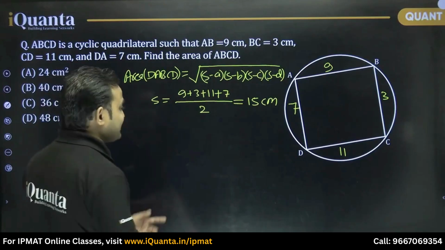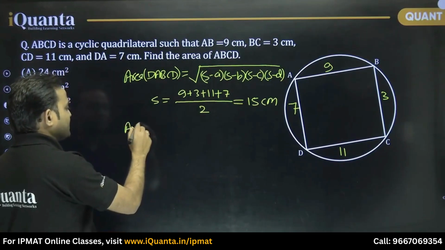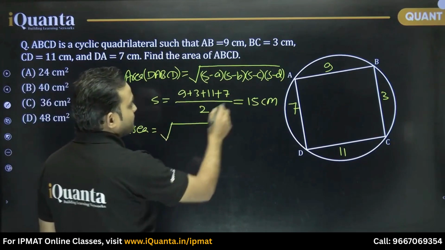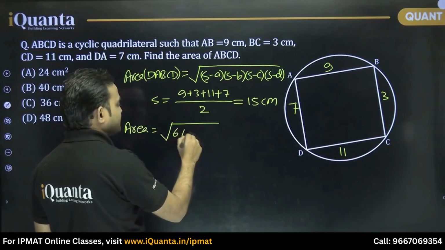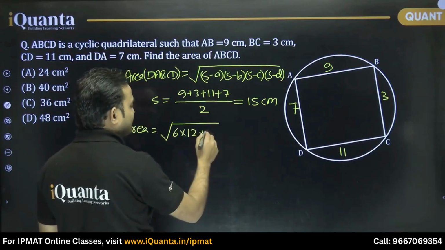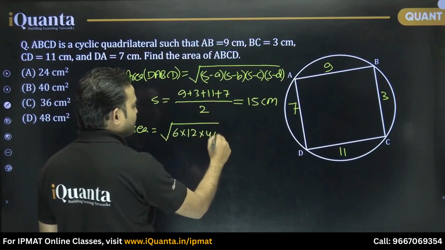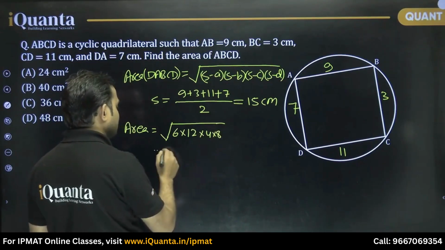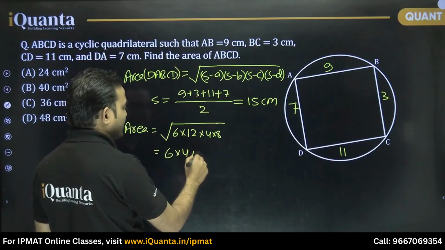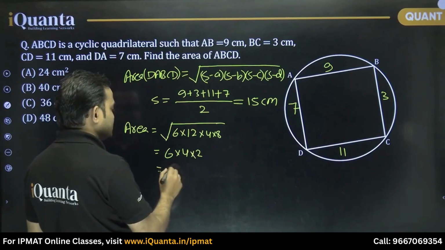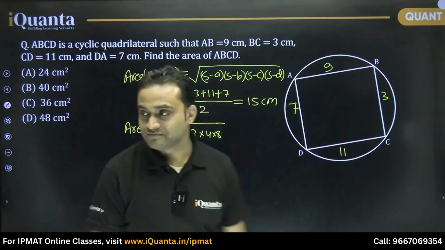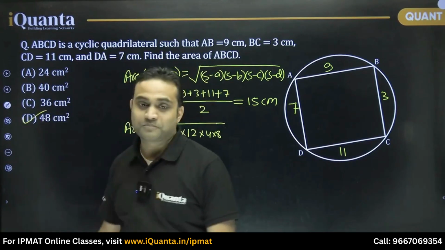Now in that case the area will be equal to the square root of 15 minus 9 is 6, 15 minus 3 is 12, 15 minus 11 is 4, and 15 minus 7 is 8. So 6 into 4 into 2. So this is equal to 48 centimeter square. So our answer is option D.